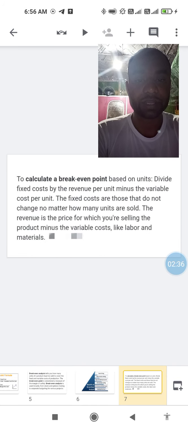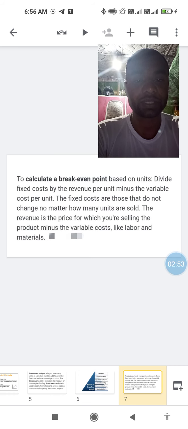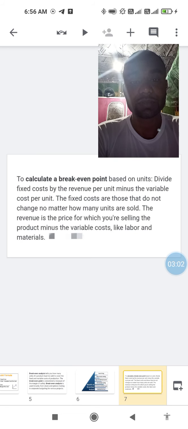To calculate break-even point based on units, we need to divide fixed cost by the revenue per unit, meaning the sales price minus the variable cost per unit. The fixed costs are those that do not change no matter how many units are sold. The revenue is the price for which you are selling the product minus the variable cost, like labor and materials. So these are the calculations. There are certain steps that will be given to you in the notes. This is the way that we calculate break-even point.